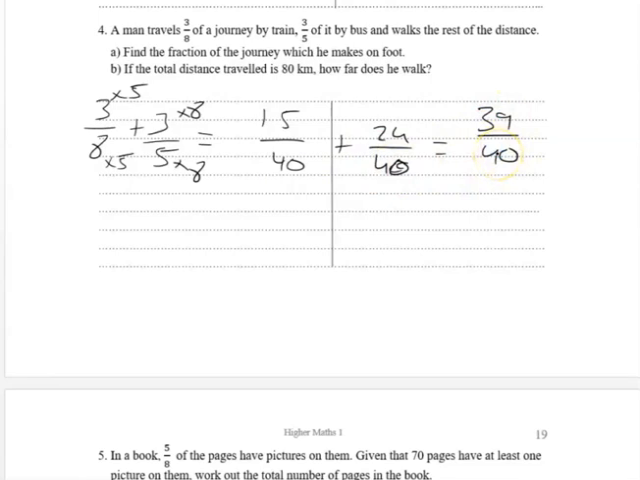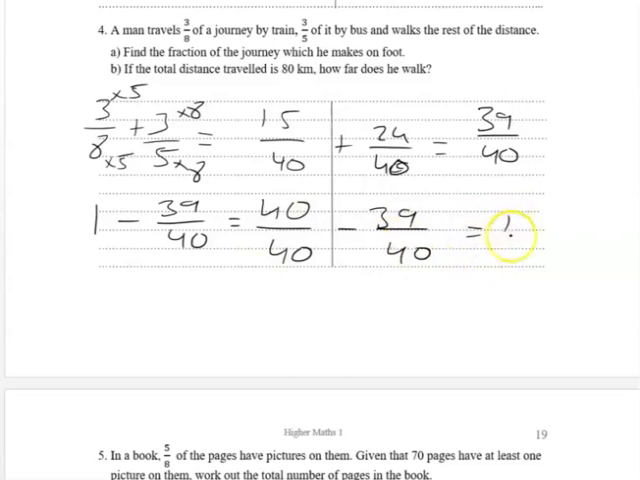Now remember, one whole journey is one whole, and we have a fraction of the journey that was taken by train and by bus. So from one whole, we're going to subtract 39 over 40. Now you could put the 1 over 1, but remember, here the denominator is 40, and one whole with 40 as a denominator would be 40 over 40. One whole as another fraction could be 100 over 100. Anything over itself will be 1. So we're doing 40 over 40 minus 39 over 40. That gives us 1 over 40. Now this is the answer for question A.